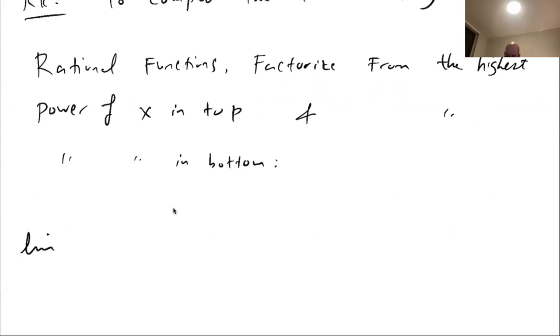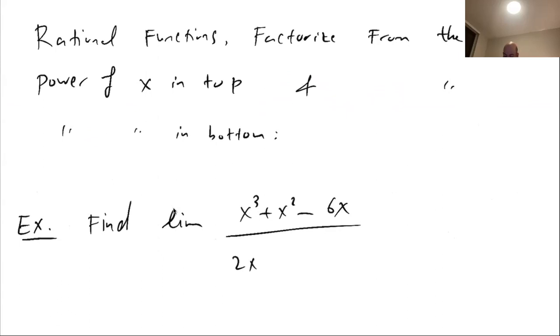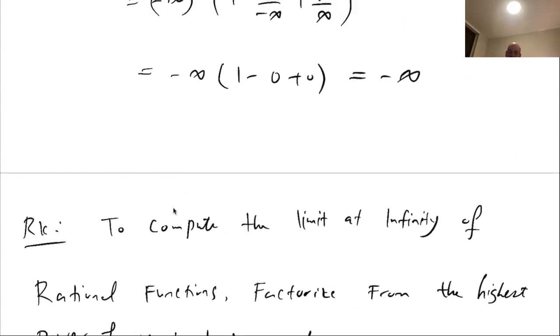So for example, find the limit of x cubed plus x squared minus 6x divided by, let's say, 2x to the power 4 plus x cubed minus 7 as x goes to infinity. So we have to factorize from the highest power of x in the top and the highest power of x in the bottom. So what do we get? For polynomials, just factorize from the highest power of x, like the example we saw.